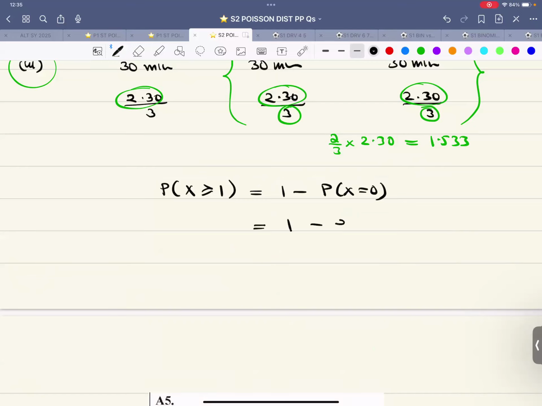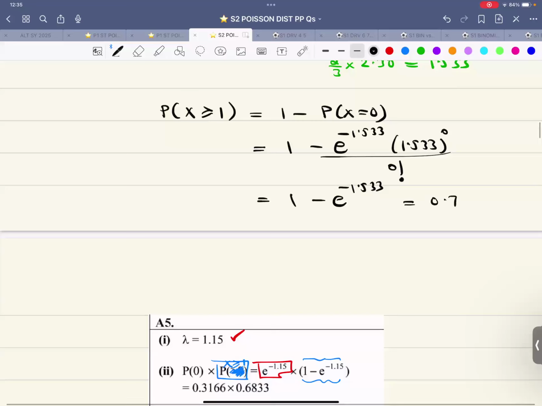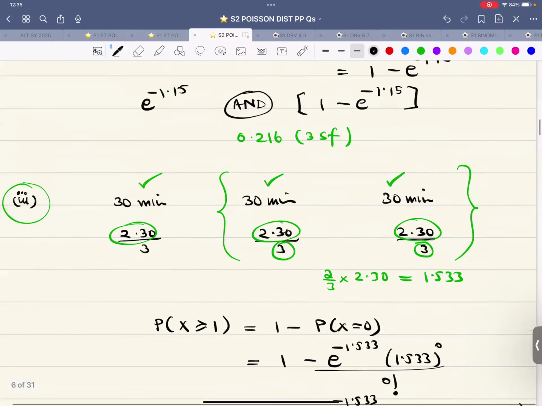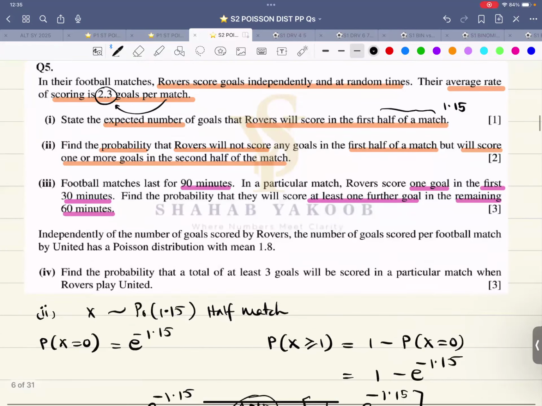This is 1 minus e raised to power of negative 1.533, 1.533 raised to power of 0 over 0 factorial. And this is 1 minus e raised to power of negative 1.533. And this answer comes out to be 0.784, correct to three significant figures. This thing is done. Now, this part is the third one.